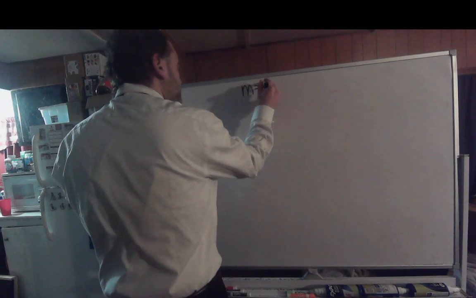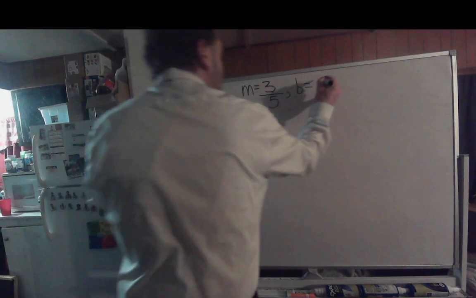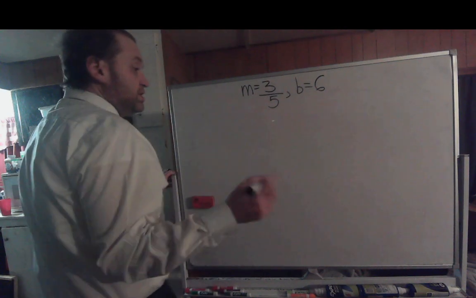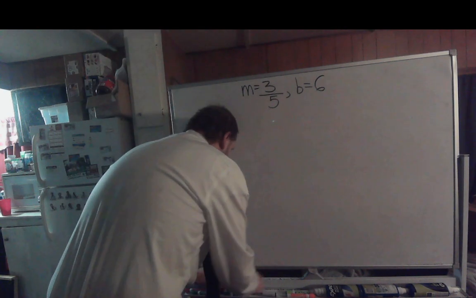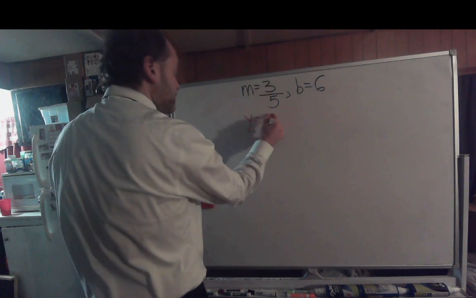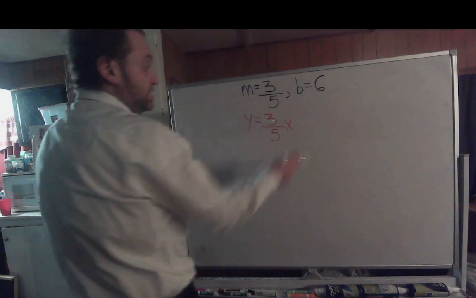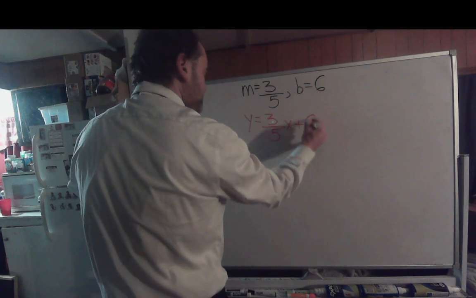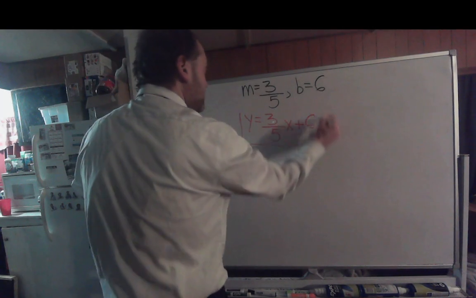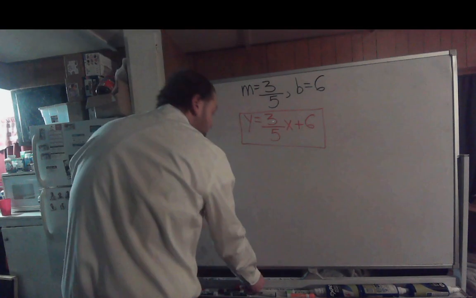Alright, so let's see. This one we have a slope of 3/5. The y-intercept is going to equal positive 6. So go ahead, we will take our y, set that equal to our slope of 3/5 times x plus our y-intercept of 6. So the equation of the line we're looking for is y equals 3/5 x plus 6.